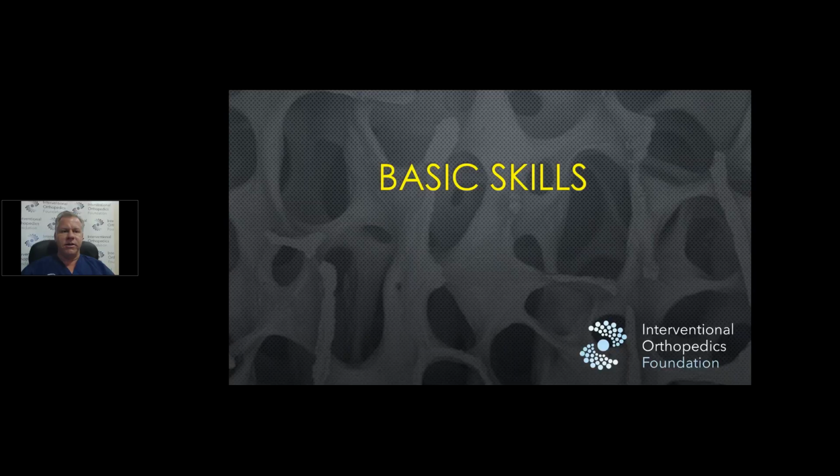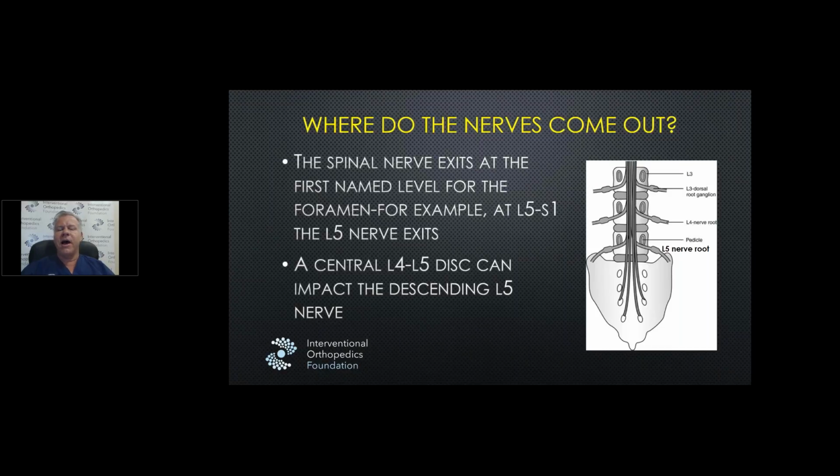So basic skills. Where do the nerve roots come out? A very important thing to understand because you're going to be responsible for saying this disc is probably affecting that nerve, and that's what I should look at or look for on my exam. So the spinal nerve exits at the first named level for the foramen. For example, at L5-S1, it's where the L5 nerve exits.